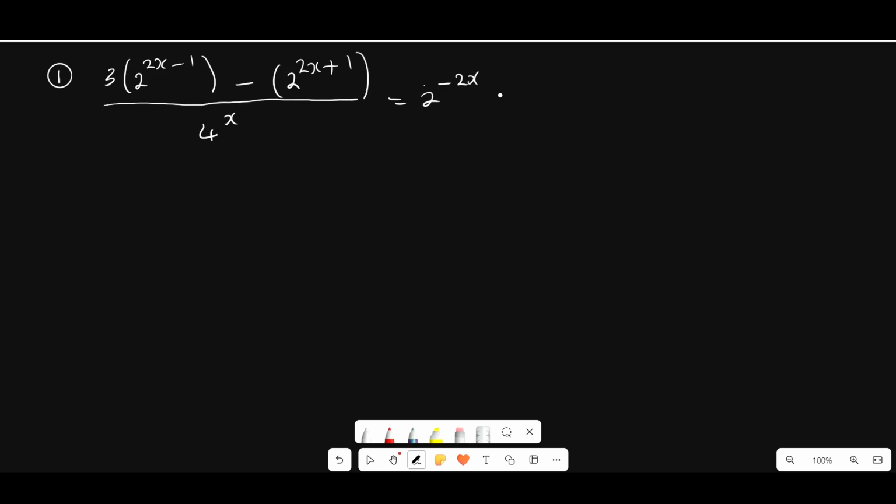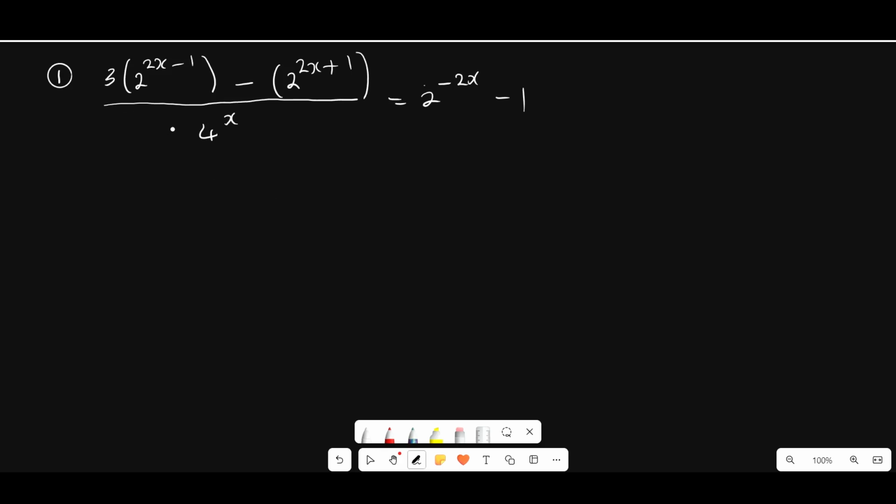If we have 3 times 2 raised to the power 2x minus 1 into bracket minus 2 raised to the power 2x plus 1, all divided by 4 raised to the power x, which is equal to 2 minus 2x and then minus 1. Go ahead and solve this equation. Solve for x. Feel free to pause the video and try this by yourself.